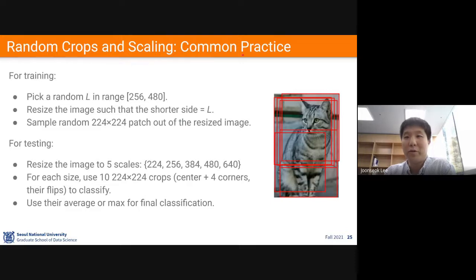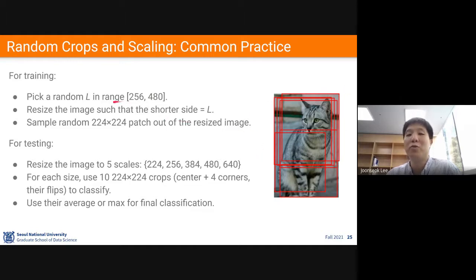So, continued. Random crop and scaling: because we are trying to create more training examples by that, we can take advantage of the same techniques in test cases. So here's the common practice. For training, we pick some random scale within a range. You can forget about these exact numbers, but this is 256, and this is 480.